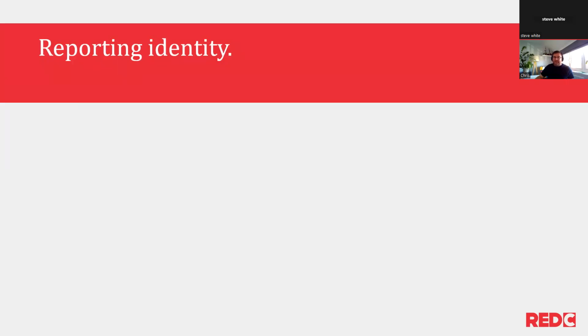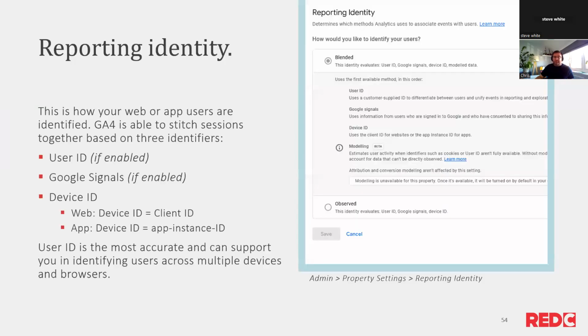Reporting identity is another area we've touched on very briefly. Although we have been talking about how GA4 is helping people go cookieless, for 2 reasons: one is the change to iOS with turning off tracking by default, and one is GDPR. People are gradually moving over to a cookieless world. GA4 has been built to stitch together sessions based on a number of different user types. And by default, it's set to blended.